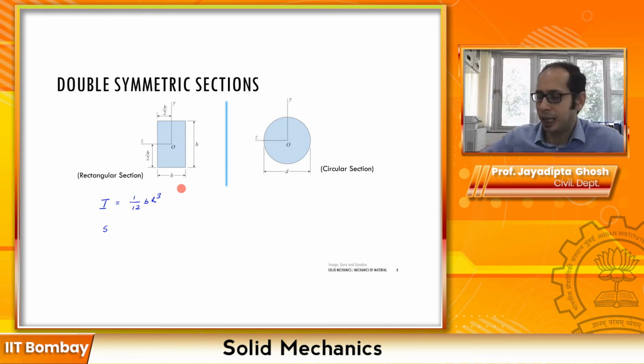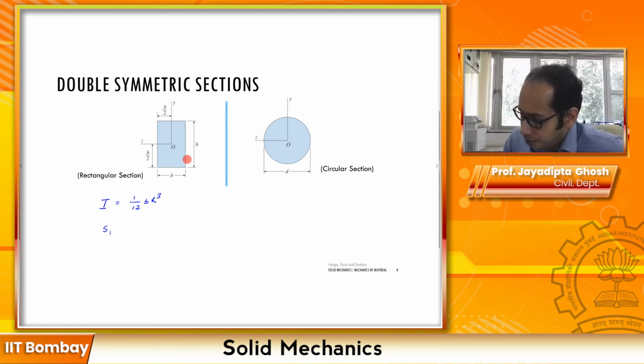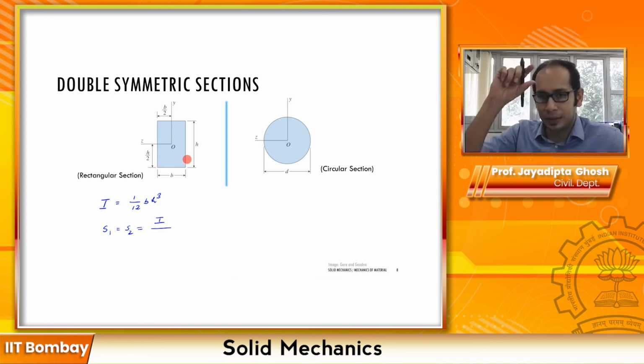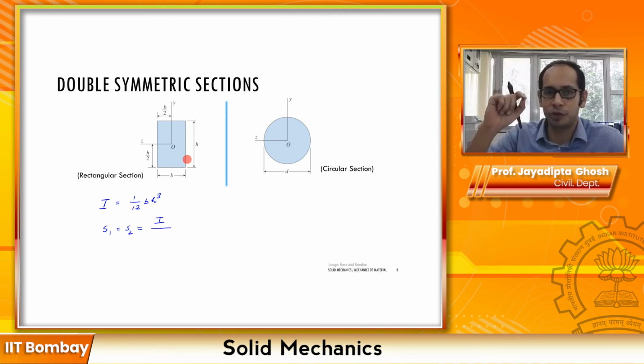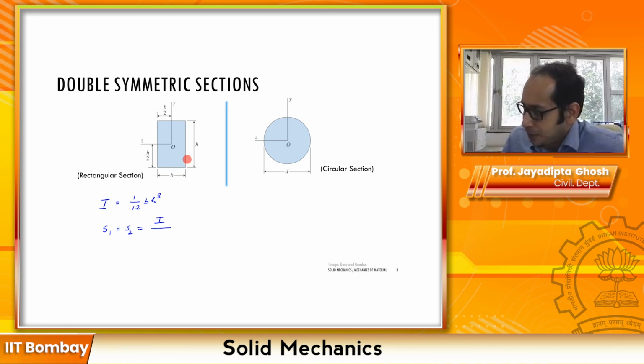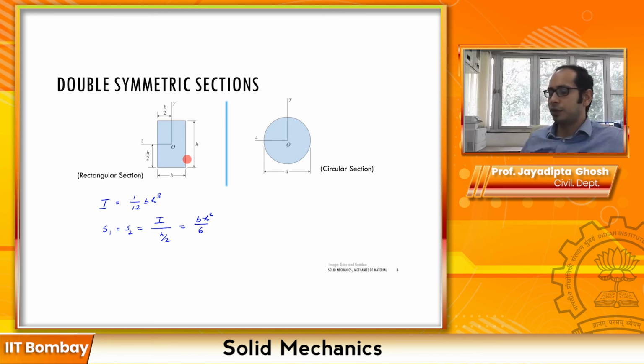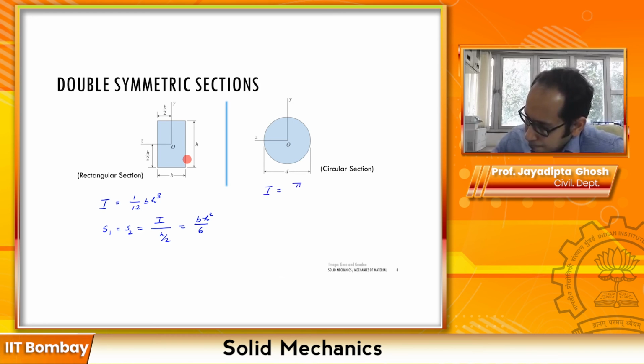And your section modulus is what? Here S1 and S2 are the same, because it's a rectangular section. Your neutral axis is equidistant from the top and the bottom, so S1 equals S2 equals what? It is the ratio of I to C, the distance of the topmost or the bottommost fiber from the neutral axis, which in this case will be H over 2. So that is nothing but BH squared by 6, once you put I equals 1 by 12 BH cubed. So this is for the rectangular section. For the circular section, you have a similar kind of formula. For the circular section, your I is equal to pi d raised to 4 divided by 64.